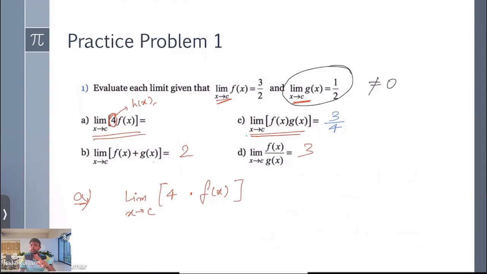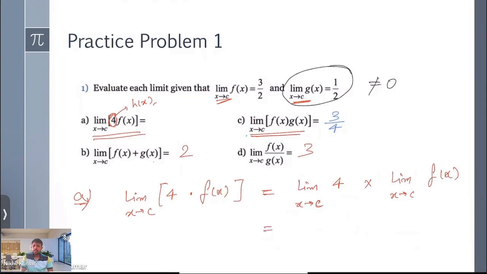Using the property of product of two functions, you can write this as the limit of x tending to some number c of this function multiplied by the limit of x tending to c of f of x. We can write this, yes or no? Think for a moment. We can, of course, we can absolutely write it like this.